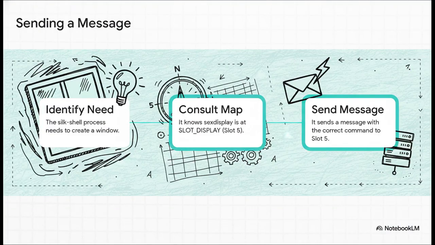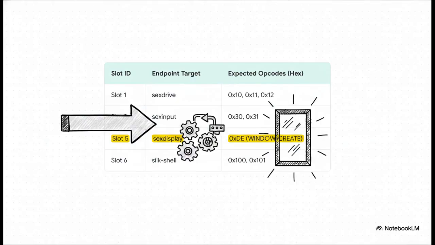So the process is just dead simple. The shell knows it needs to talk to the display server. It uses that constant from the code, SLOT_DISPLAY, which tells it the address is slot 5. All that's left is to figure out what to put in the message. Okay, back to our routing table. Silk Shell looks up slot 5, and it confirms, yep, that's the endpoint for sex display. So it knows exactly where to send the message.